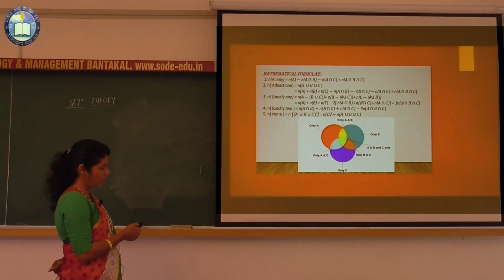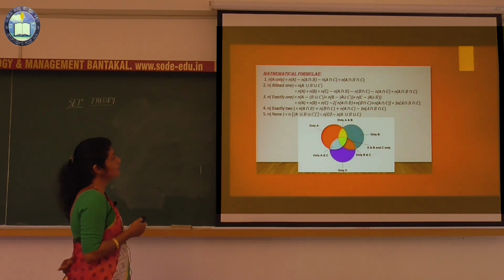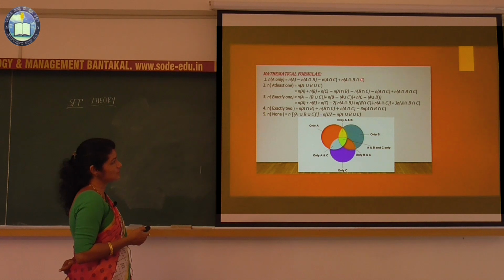Now consider few formulas based on this diagram. N of A only means cardinality of A only. That is N of A minus N of A intersection B minus N of A intersection C plus N of A intersection B intersection C.